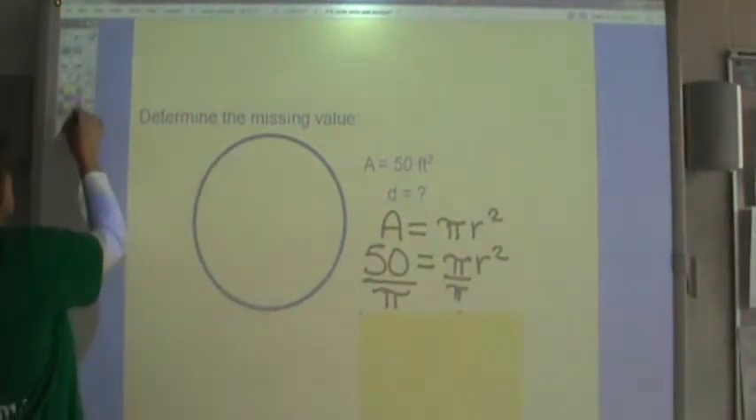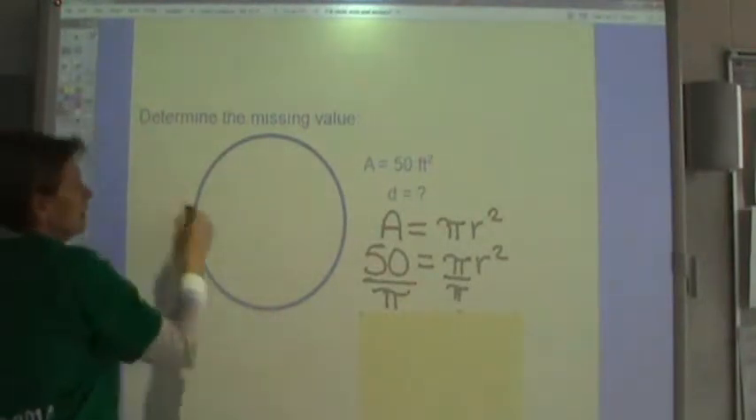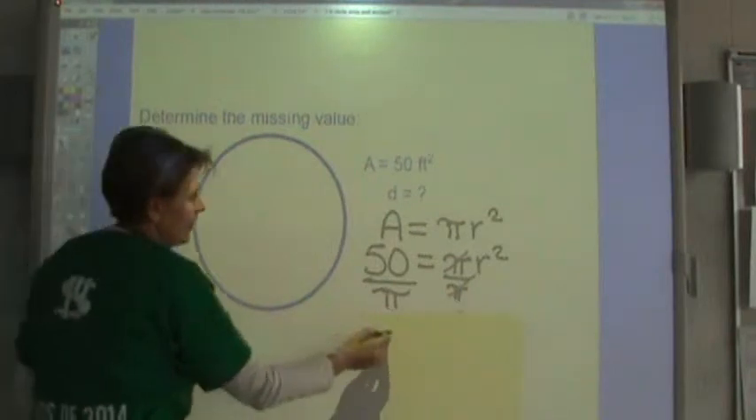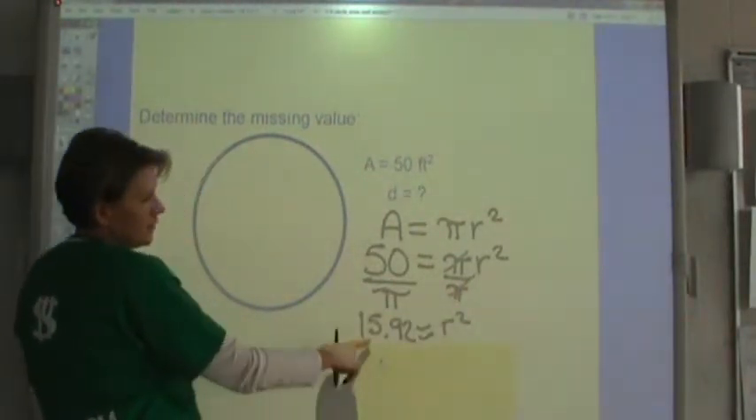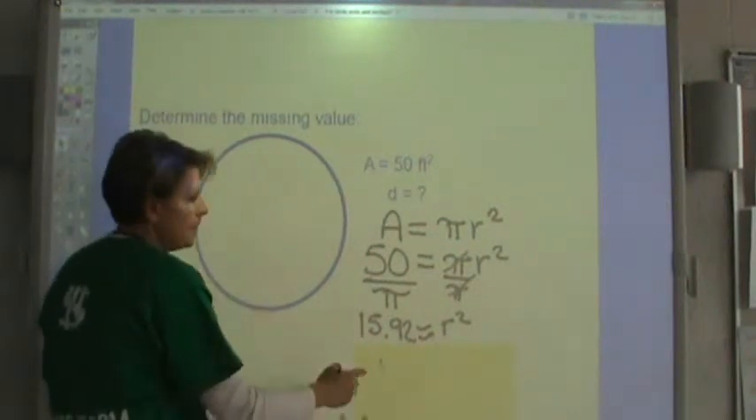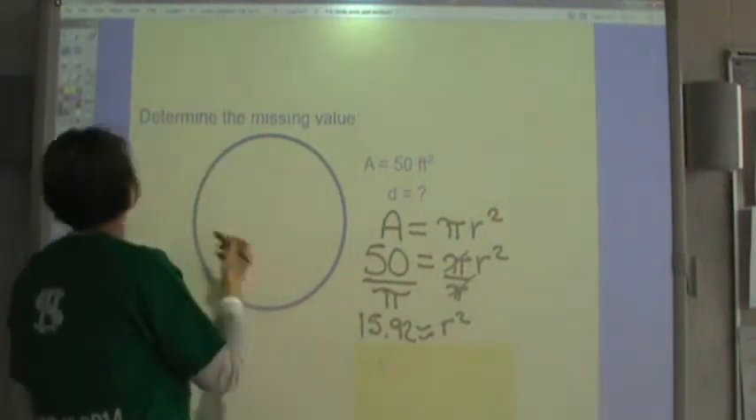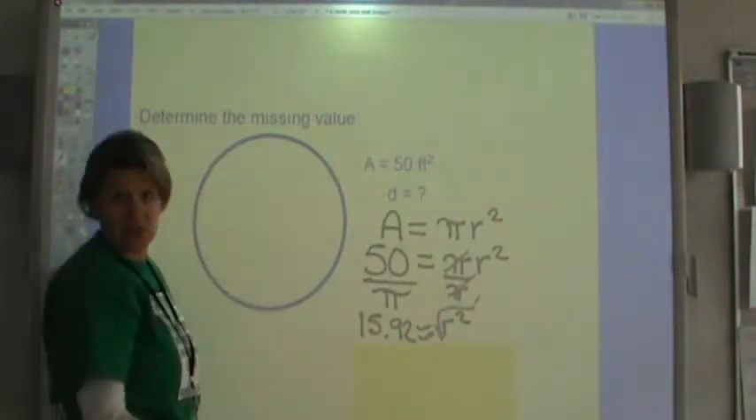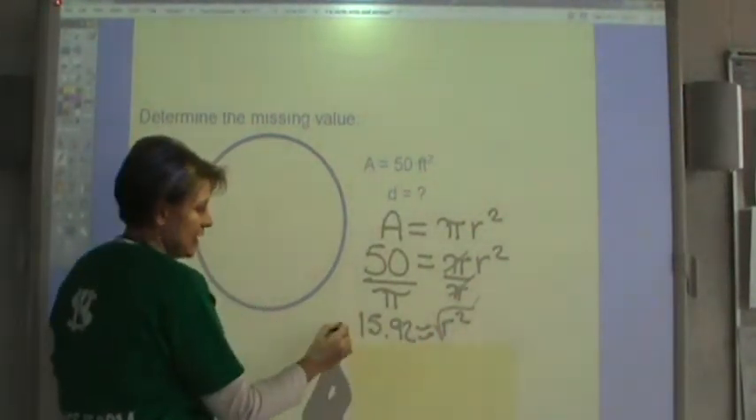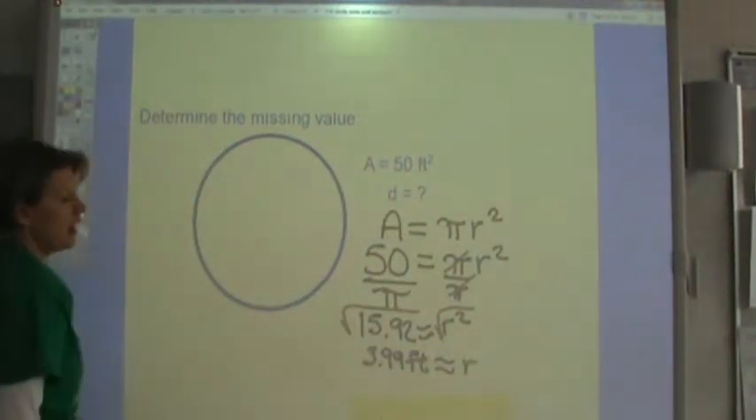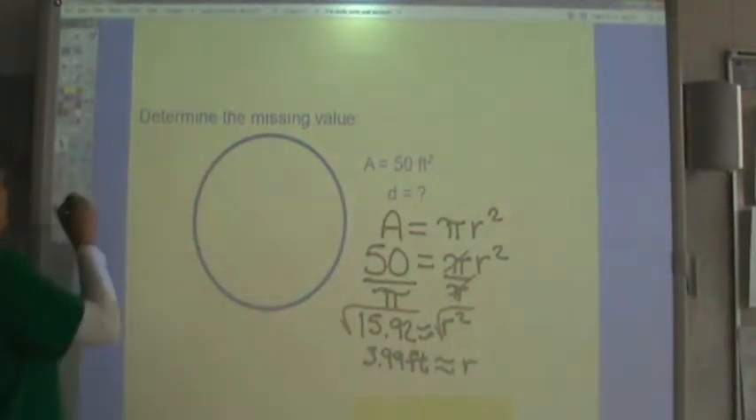Okay, so that's going to let us cancel pi, and we're left with just r squared. Well, r squared would equal 50 divided by pi, so about 15.92. Now if we want to know what r is, we're going to take the square root of r squared, which is just r. If I take the square root of this side, I have to take the square root of this side. So then we get r to be 3.99 feet.